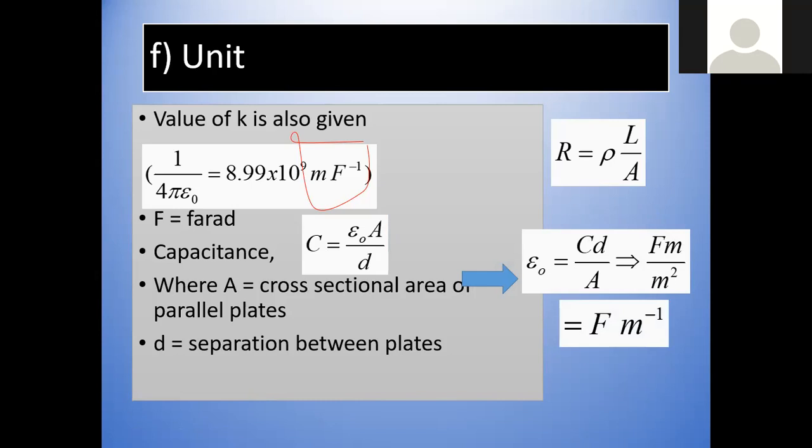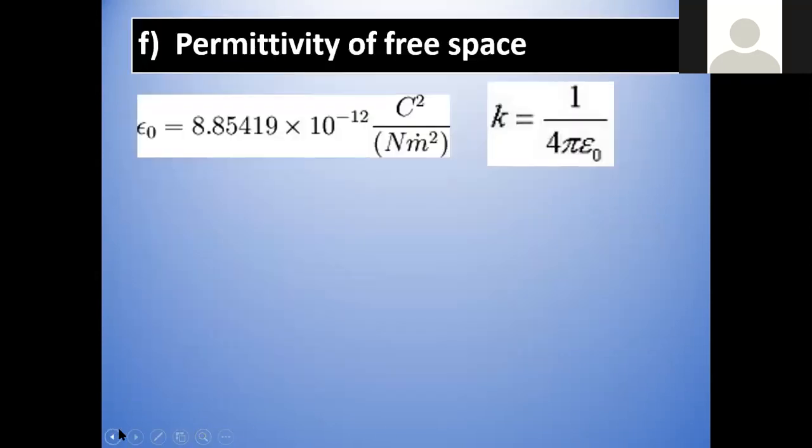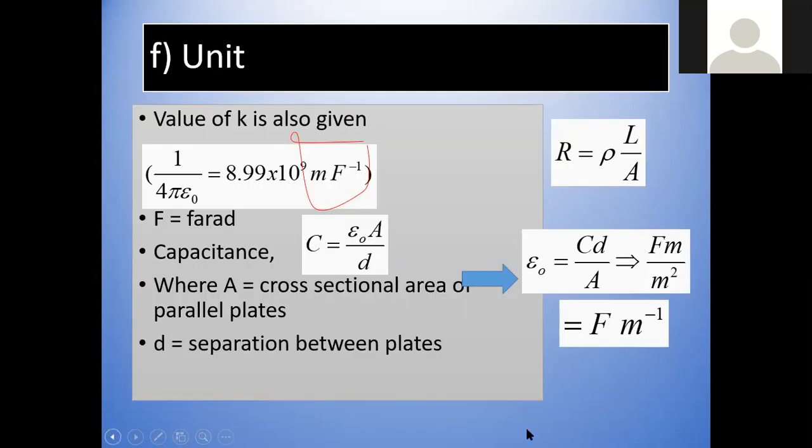Okay. So 1 minute, we go back again. You give the value of K there, and then why R equals density L over A. This one is just to show you. In resistance, we use this formula. In capacitance, we use this formula. That's all. So we'll come to that later on when we study resistance.